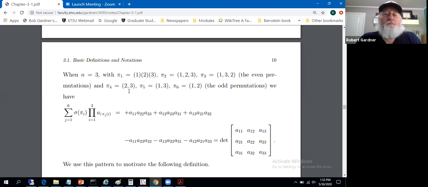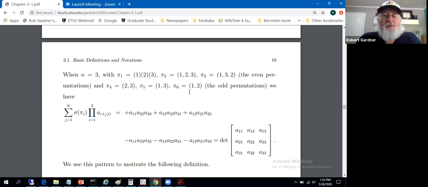Pi sub 4, the transposition 2, 3. Pi sub 5, the transposition 1, 3. Pi sub 6, the transposition 1, 2. This fixes 1, this fixes 2, and this fixes 3. And these were the odd permutations, as we saw upstairs. Obviously, they're odd. They're written as a single transposition.